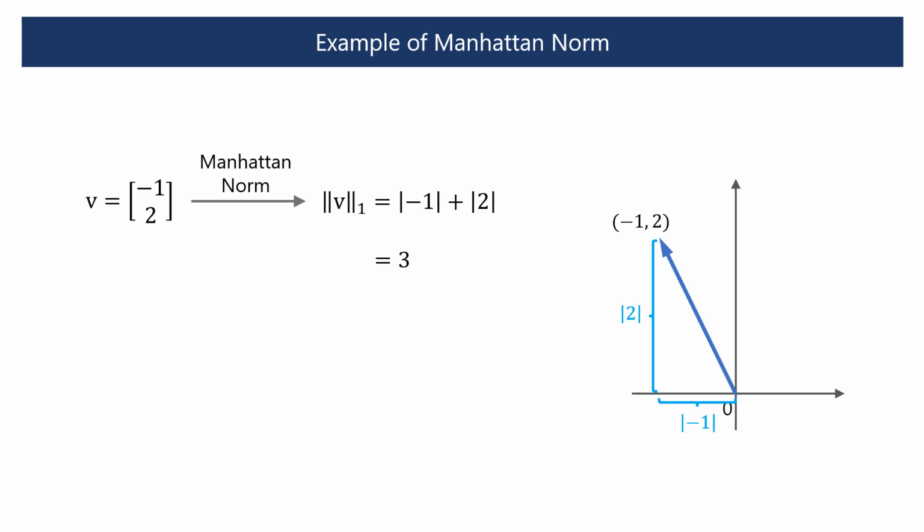Consider the same two-dimensional vector. The Manhattan norm of v is computed in this way. As you can see, it measures the distance between points in a grid-based path.